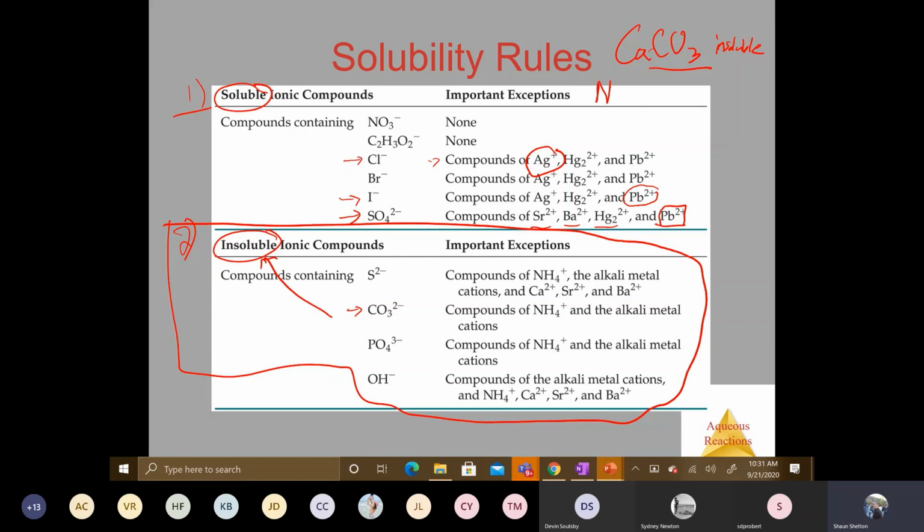So now we have NH4 hydroxide, so ammonium hydroxide. I'm going to look up the OH. All right, so OH is found right here. And I'll have to figure out, is ammonium one of the exceptions? So compounds of the alkali metal cations and ammonium. Okay, here it is. So ammonium is an exception. And being an exception in group 2 makes this compound soluble.